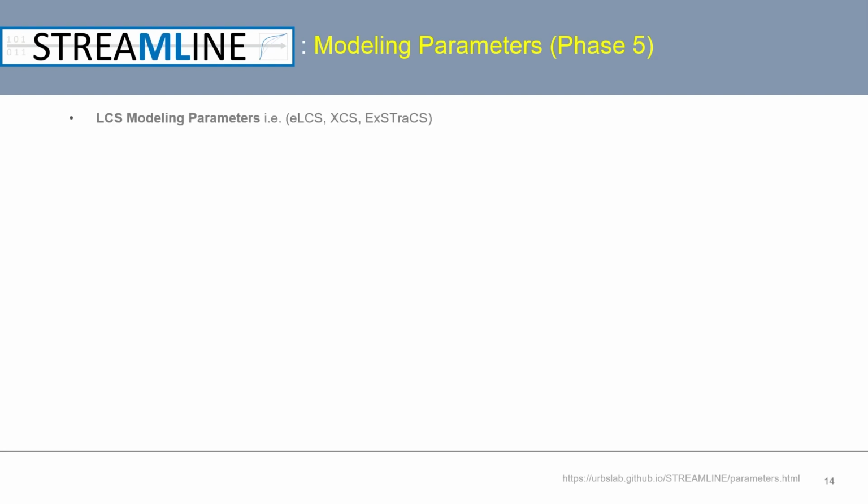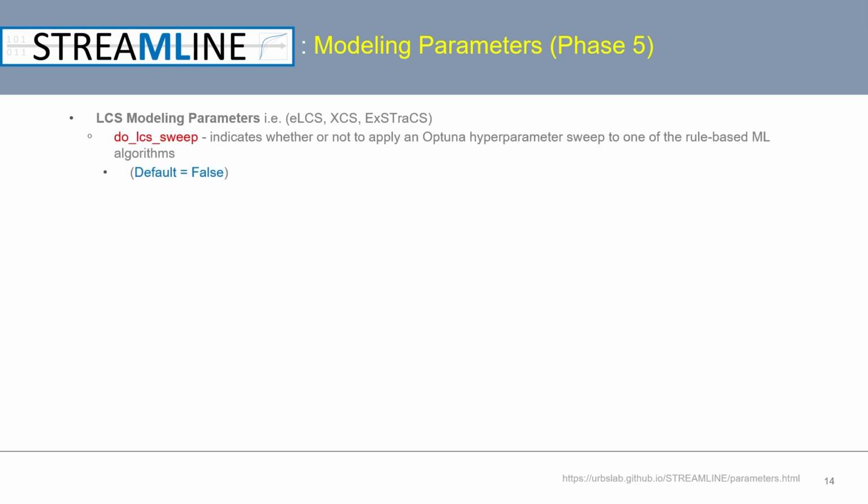The last modeling run parameters we'll discuss are specific to learning classifier system algorithms available in Streamline, specifically ELCS, XCS, and ExSTraCS. Do LCS sweep indicates whether or not to apply an Optuna hyperparameter sweep to any of the learning classifier system algorithms. Since these algorithms are generally computationally expensive, but have fairly reliable default run parameters, this parameter is set to false by default.